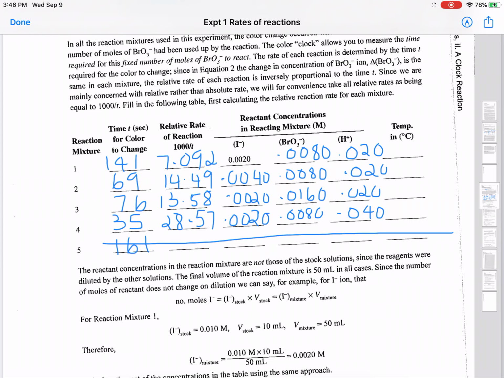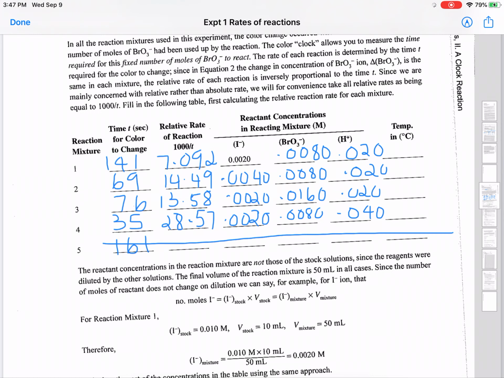What about 1 and 3? If you divide 1 by 3, which order are you going to find out? Iodide 0.002, 0.002, the same. And then bromate 0.008 in reaction mixture 1 and 0.016 in 3. And H plus in 1 and 3, they are the same. So when you use 1 and 3, you divide one by the other one, we should be able to find out the order with respect to bromate.